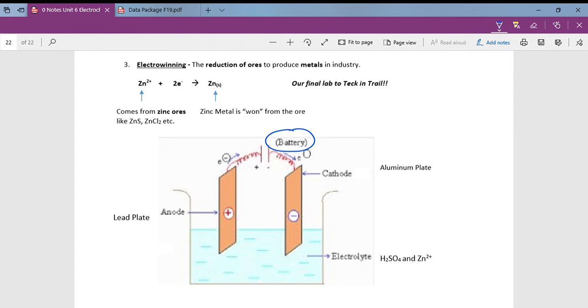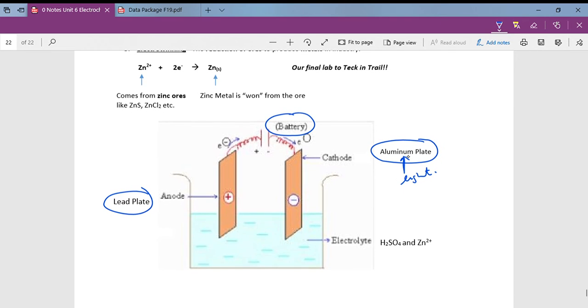And the non-spontaneous reaction that they want to occur is as follows. Your anode is a lead plate, and your cathode is an aluminum plate. The reason they chose aluminum is purely because it's super light. In the old days they had to lift these plates out to get the zinc off, so they wanted them to be as light as possible. But what you do is you have an anode and cathode in the same solution.